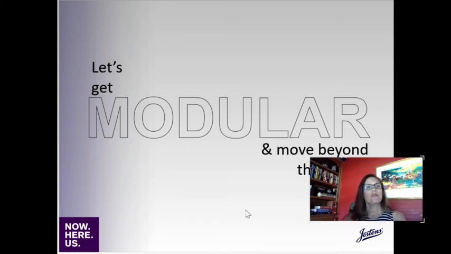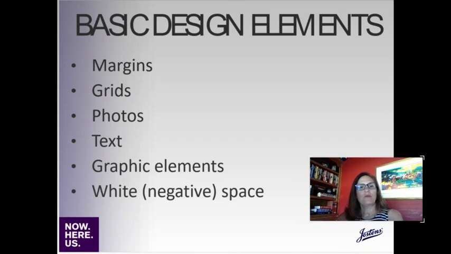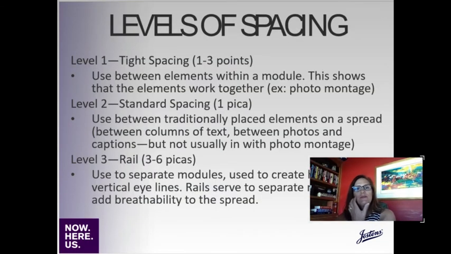And while we're going to still follow some of those basic design rules and basic design elements that we've talked about so far, we will still have margins. We will still have grids that we design upon, starting and stopping all of our photos and all of our captions on grids. We'll still have photos, texts, and graphic elements, and definitely white space. But we're going to use our spacing a little bit differently when we use modular design. And I think to do modular design well, that's one of the sets of rules that you really need to master. So let's take a look at levels of spacing.